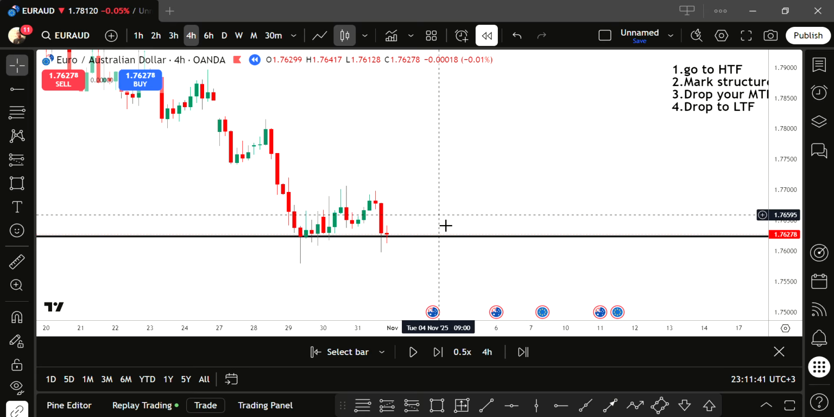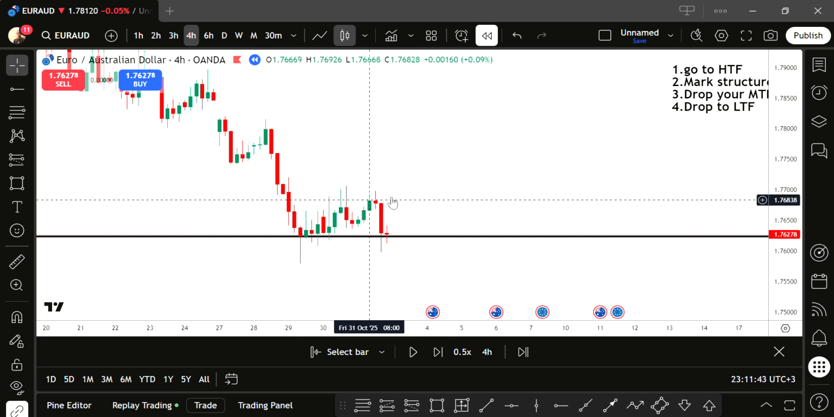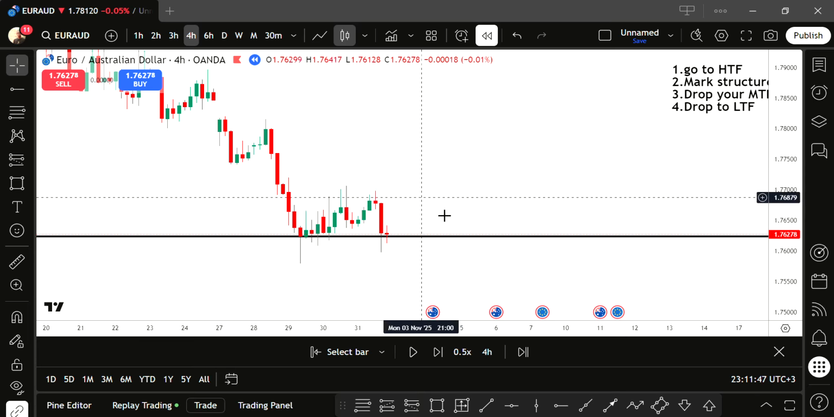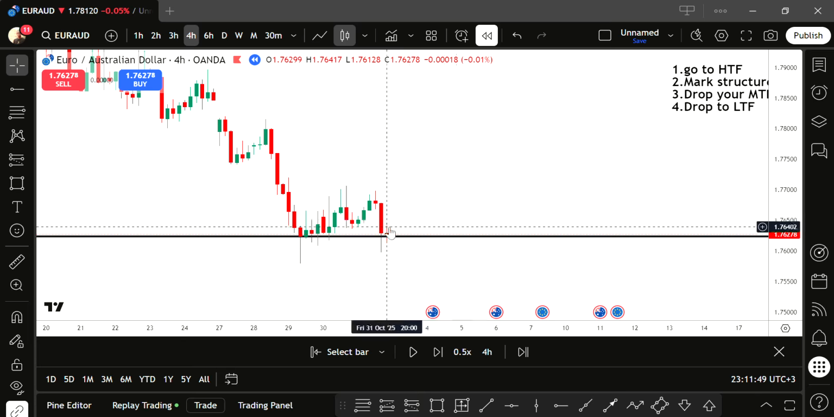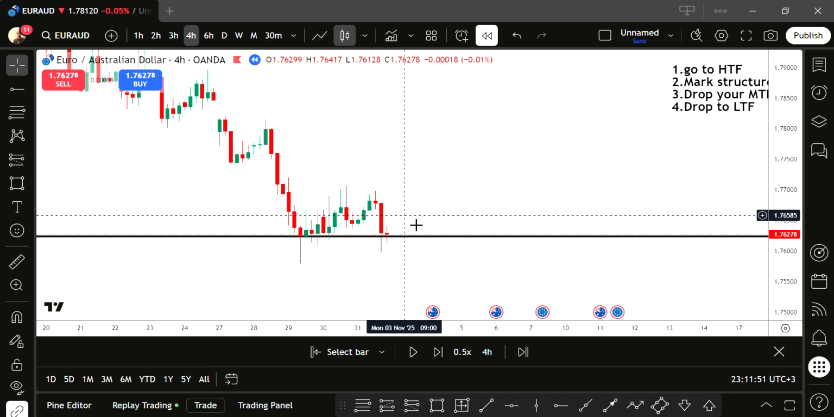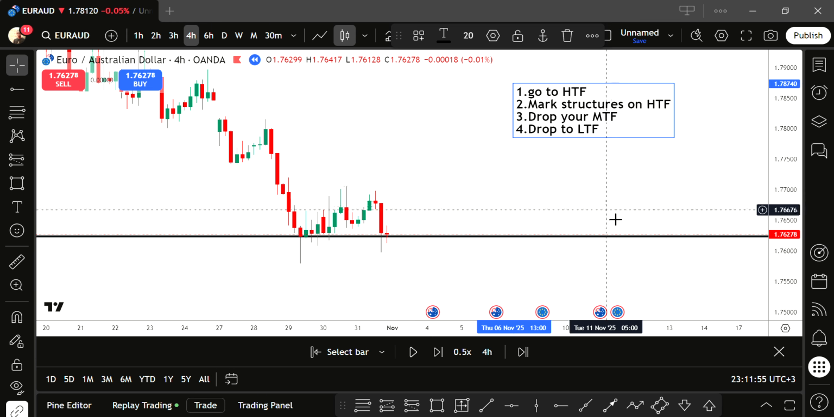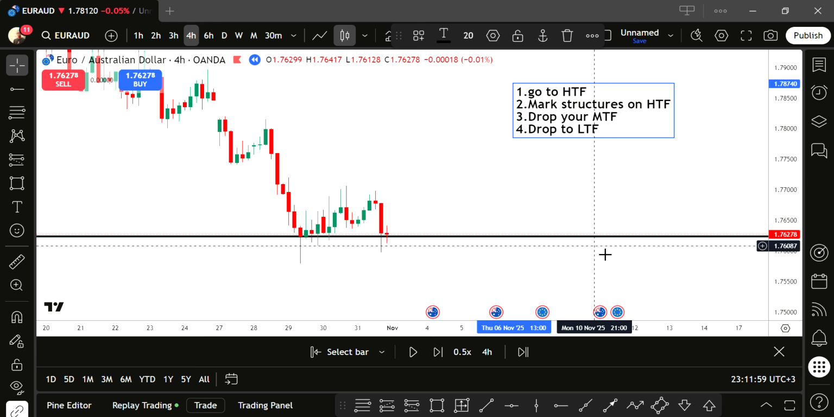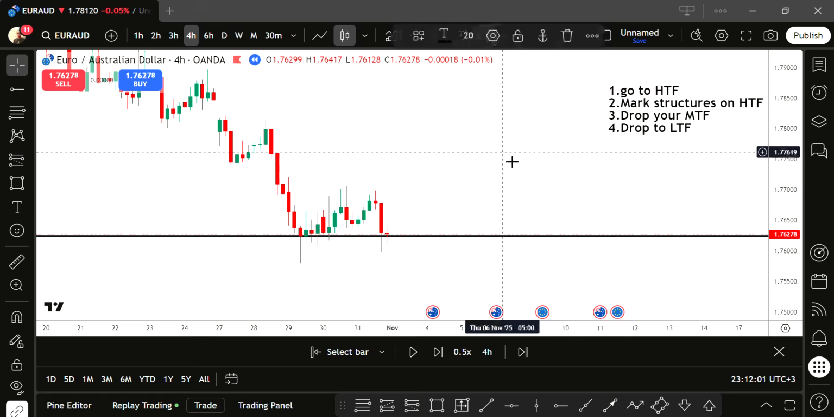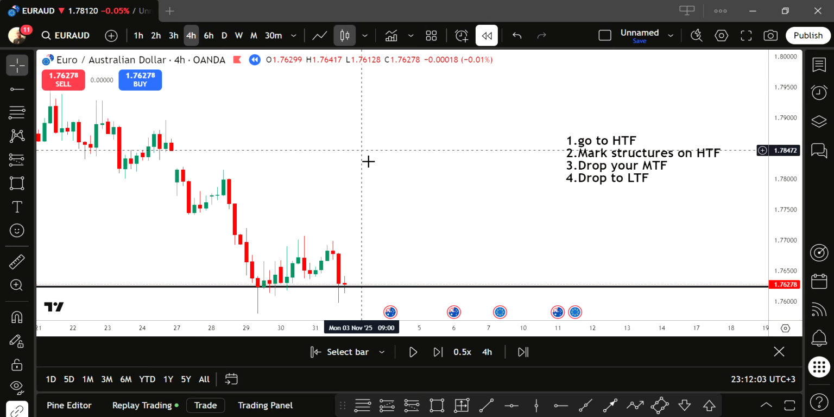So you are looking for at least a break of structure to the upside, a break of this neckline of the double bottom to the upside, or something else, any structure that we can see that can lead us into entering this trade. So what do we do? We wait for price action to move.